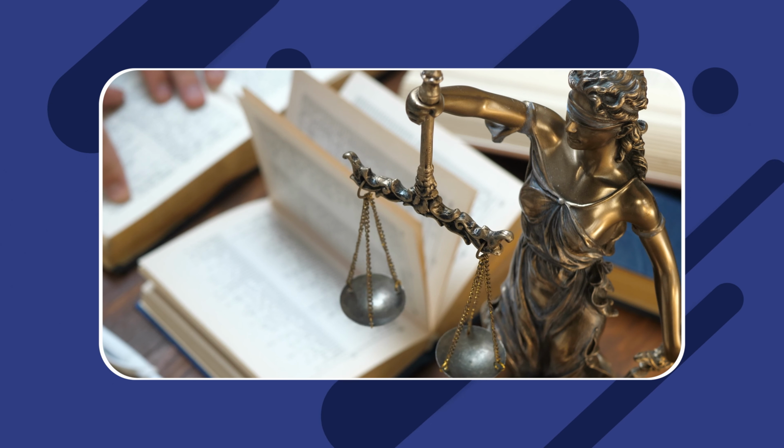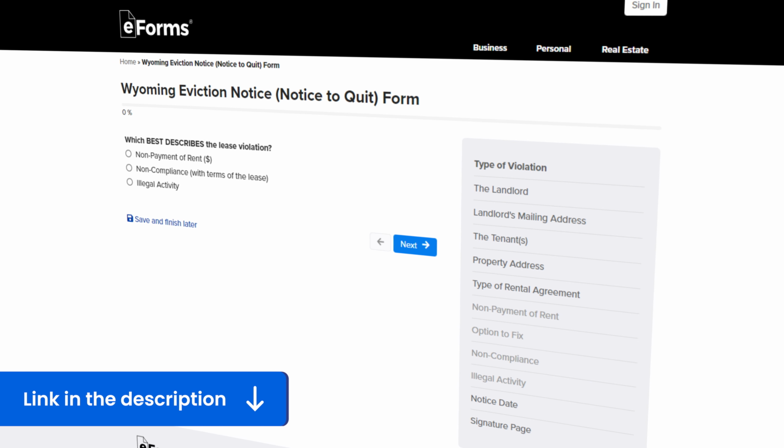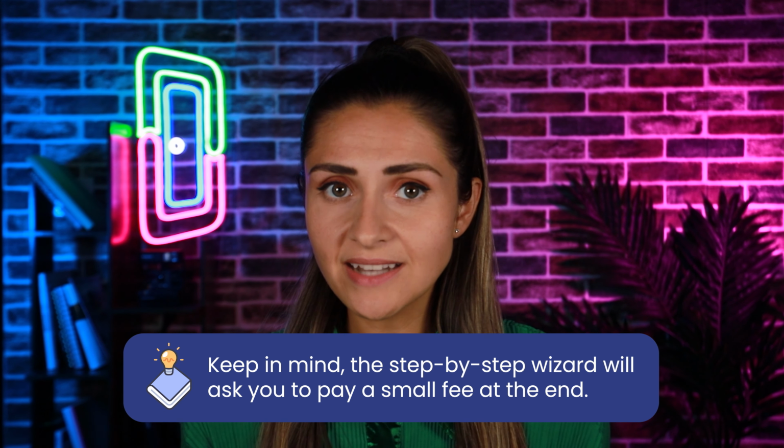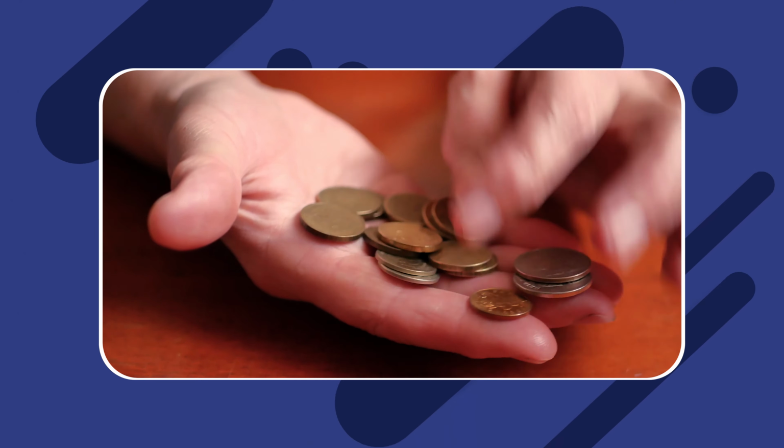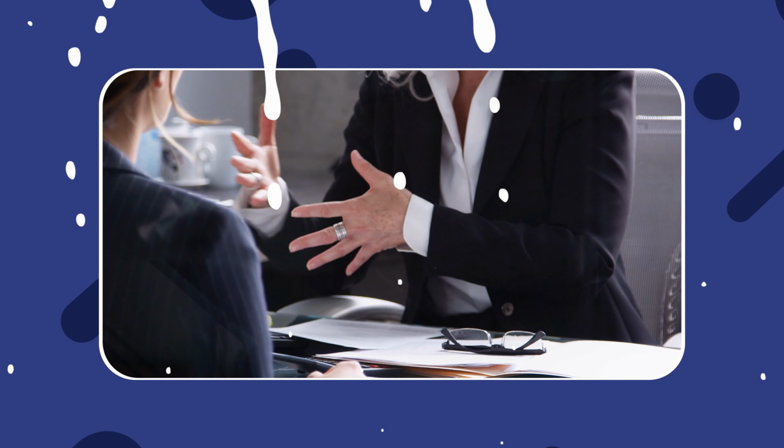Notice to comply. Before filing for an eviction with the court, you need to issue the tenant a notice to comply. You can either download the free PDF or Word template, or create your Wyoming eviction notice by clicking the link in the description to use a step-by-step wizard that guides you through the entire process to make sure you are submitting the legally correct notice. Keep in mind, the step-by-step wizard will ask you to pay a small fee at the end. It's a small price to pay to ensure legal compliance and protection. The last thing you want is to go to court only to find out that you did the first process incorrectly.